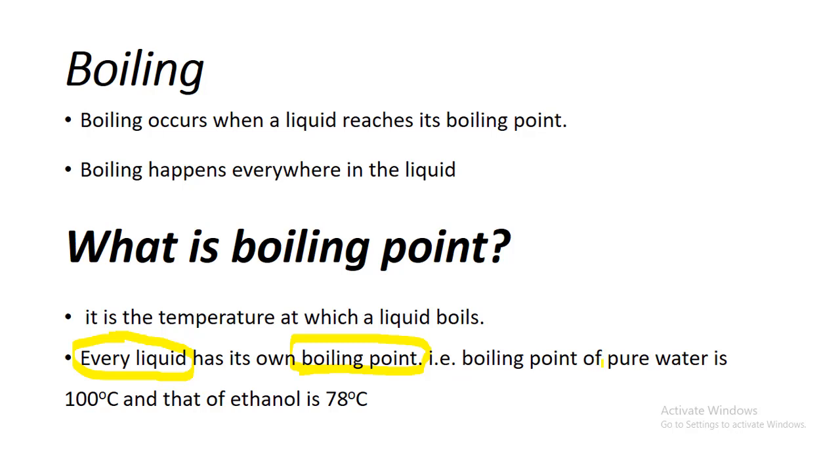For example, pure water. The boiling point of pure water is 100 degrees Celsius, and that of ethanol is 78 degrees. Both these substances are liquids. You have pure water, which is a liquid, and ethanol, which is a liquid, and they have different boiling points.